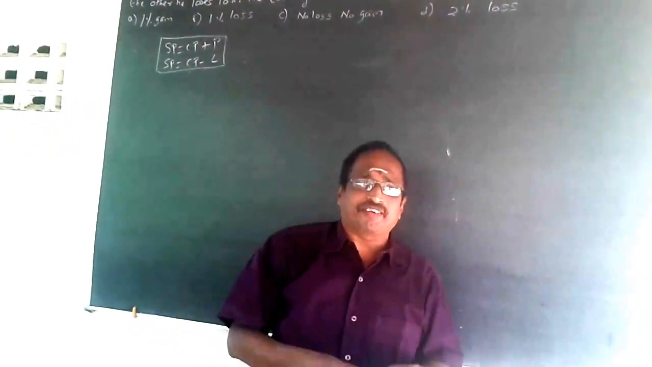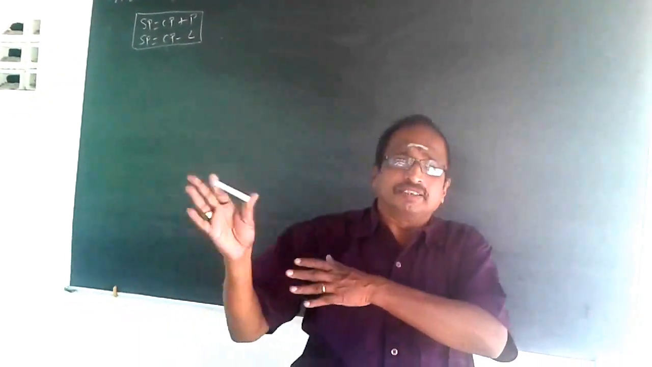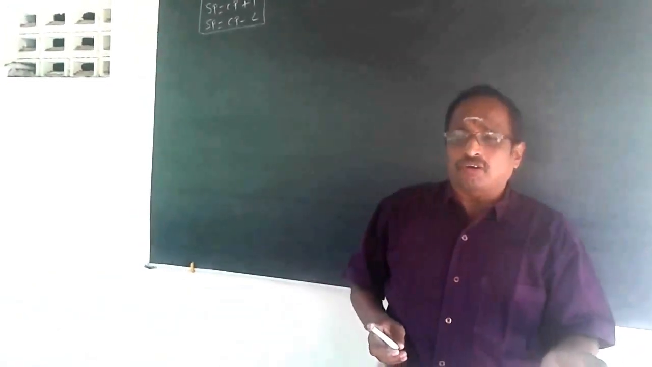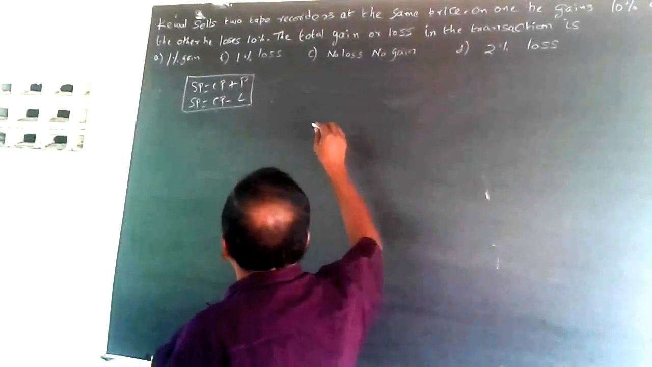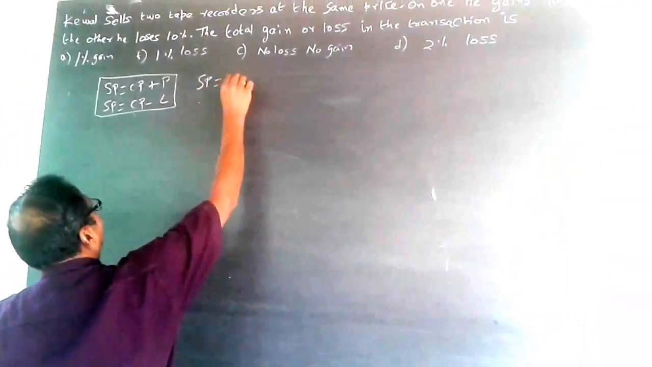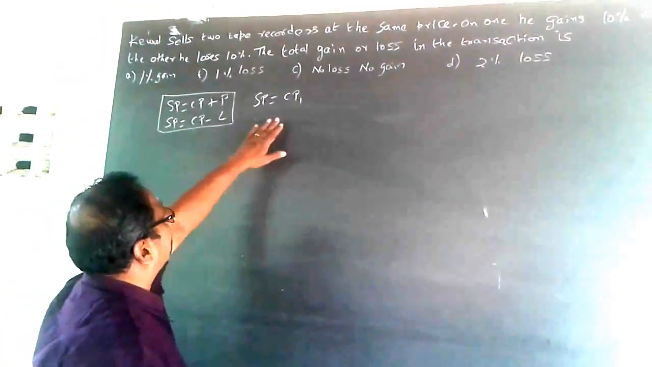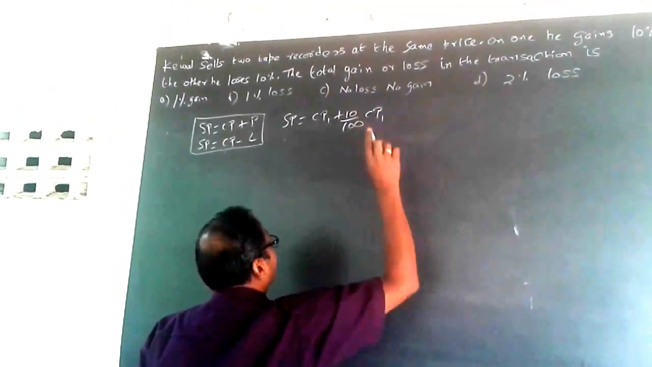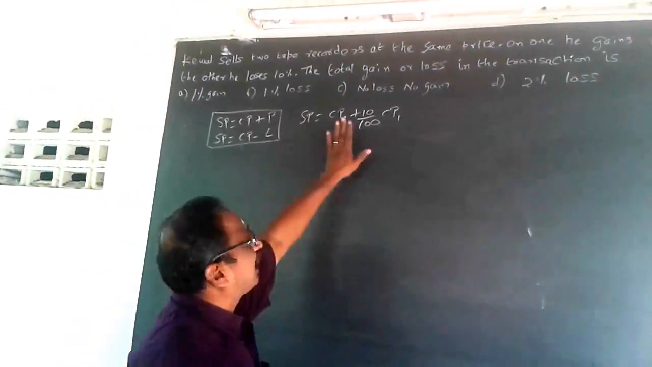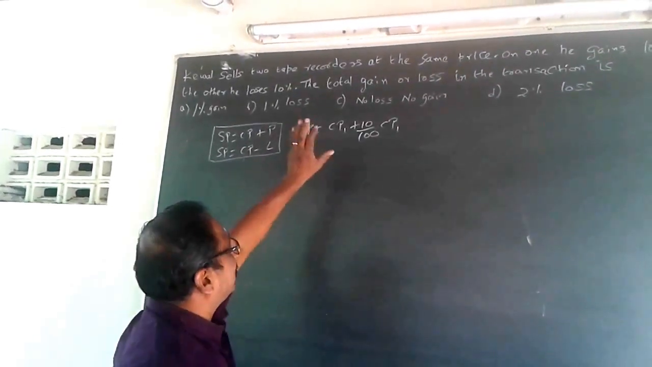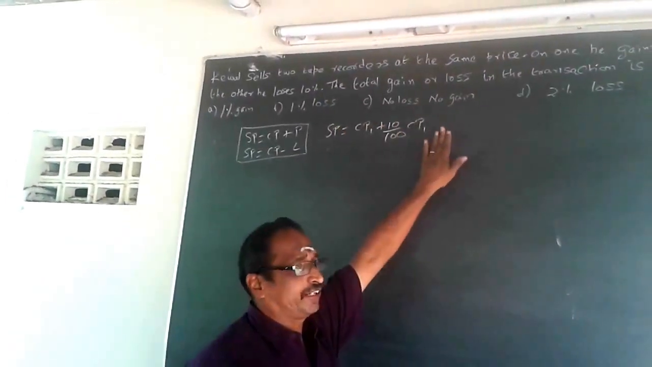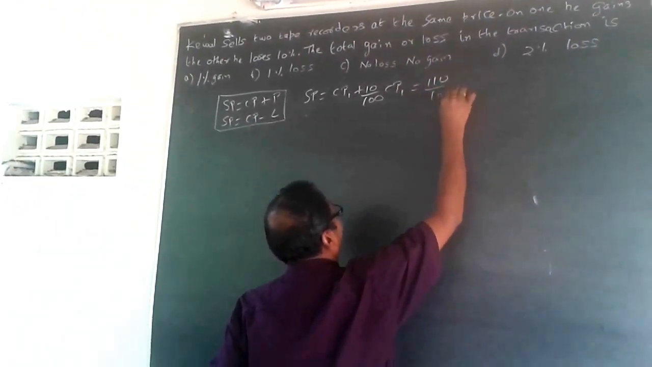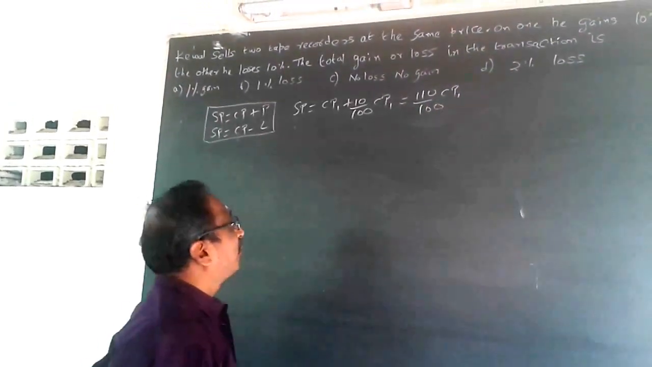Supposing I say make a profit of 10% on sale, then I am comparing with a different element, and the default is not applicable. When nothing is mentioned, it is always on cost. Here, selling price will be equal to CP1, where I am going to make a profit of 10%, plus 10 by 100 of CP1. Some of you might have the habit of writing just 10 by 100. See, 10% means it is not just 10 by, it is 10 by 100 of something. It is 10 by 100 of CP1. So this will be equal to 110 by 100 of CP1.